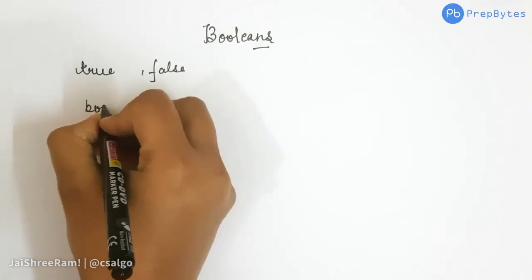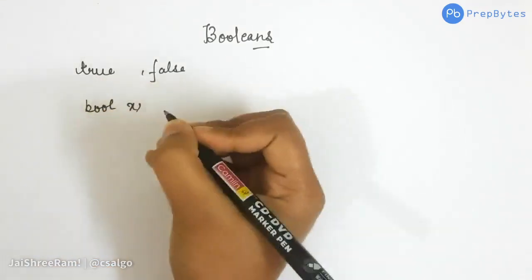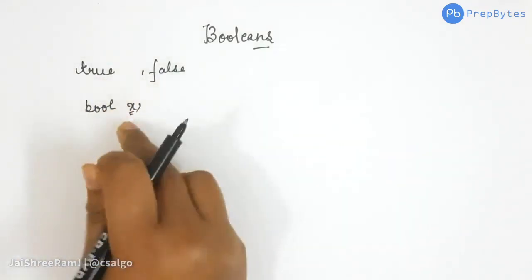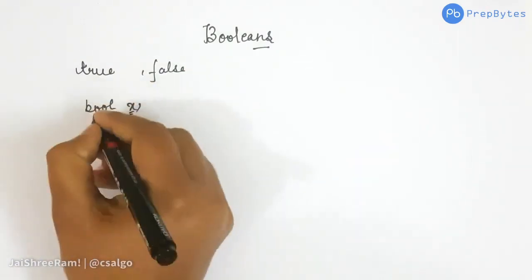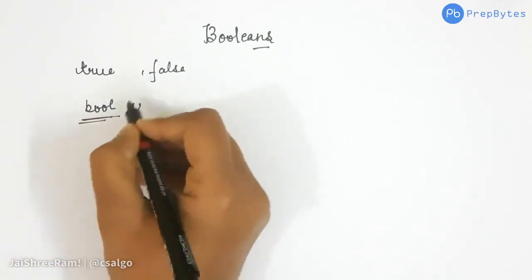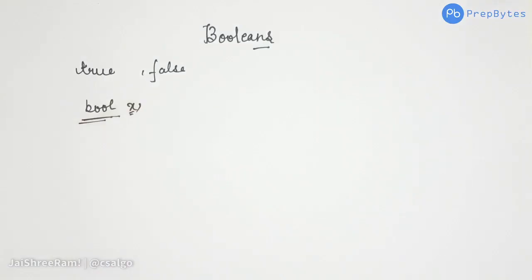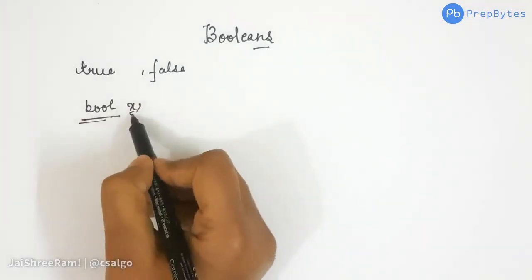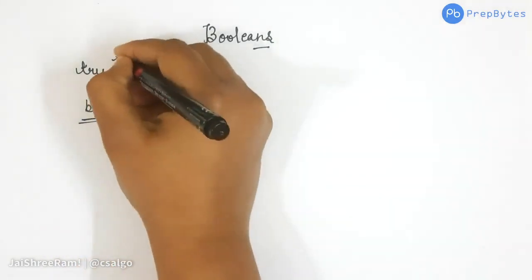If we have to declare a variable of type Boolean, we declare it in this way. We say bool x. So here x is a variable whose data type is Boolean, and we are using the keyword bool to declare x. And as I said, x can have only two values, true and false.